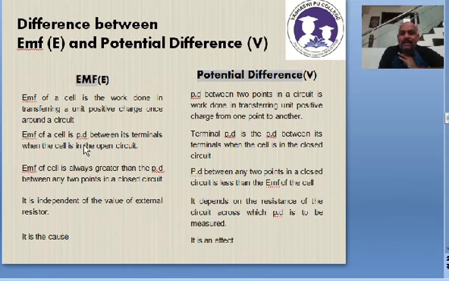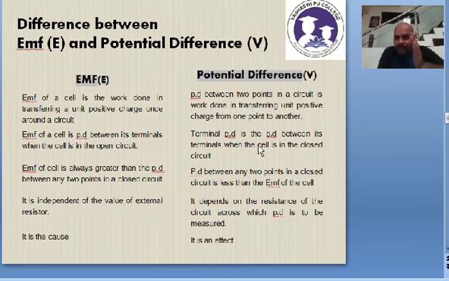EMF of a cell is the potential difference between the terminals of the cell when the cell is in the open circuit. When the cell is in the closed circuit, the potential difference across the terminals of the cell is equal to terminal PD.